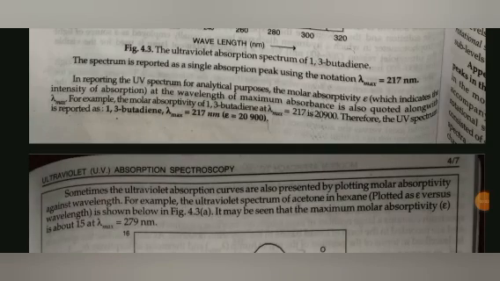In reporting the UV spectrum for analytical purposes, the molar absorptivity epsilon, which indicates the intensity of absorption at the wavelength of maximum absorbance, is also quoted along with lambda max. For example, the molar absorptivity of 1,3-butadiene at lambda max equal to 217 is 20900. Therefore, the UV spectrum is reported as 1,3-butadiene lambda max equal to 217 nanometers, epsilon equal to 20900.